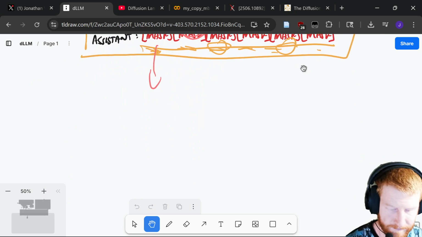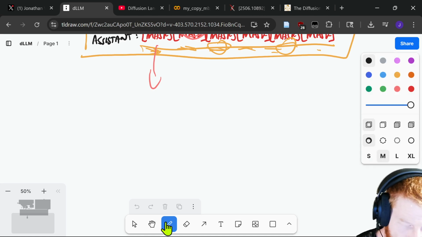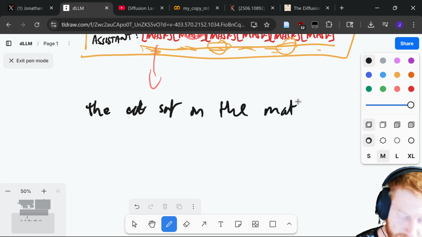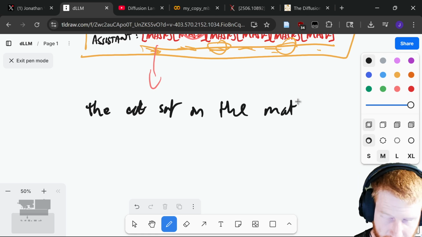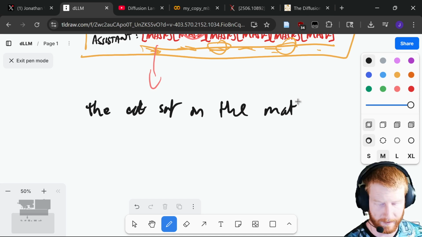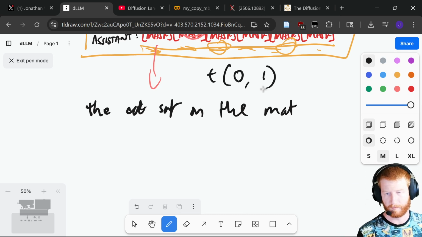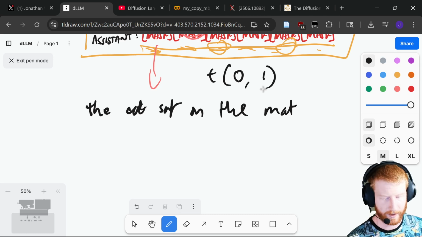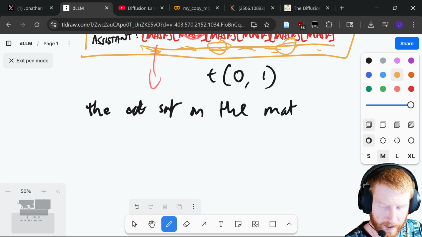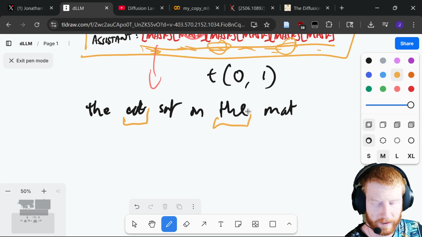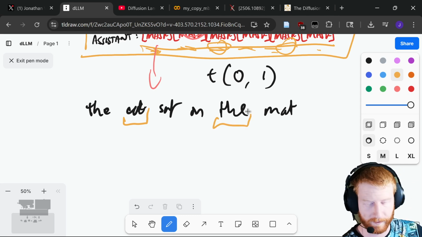Okay, so we can imagine we have our input training data, the cat sat on the mat. You're going to have to denoise my handwriting. Okay, and then we can pick some time step, right? So we're going to have a t between 0 and 1, and this is going to go from almost no degradation to almost complete degradation. And so this is going to tell us in this discrete case whether or not we will replace one of these tokens with a random token from the vocabulary, right?